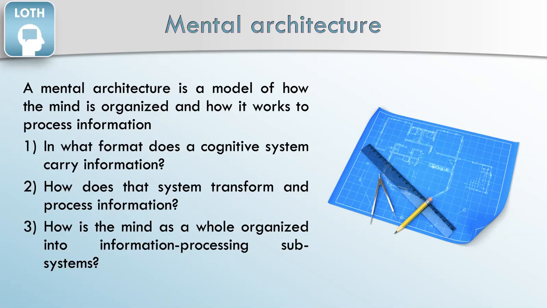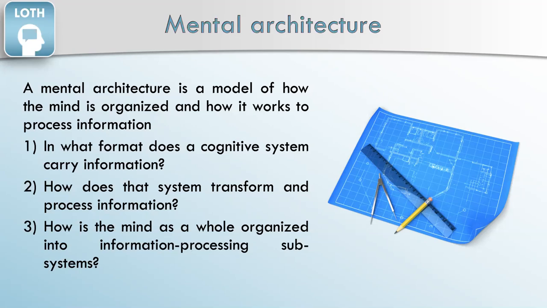Mental architecture is a model of how the mind is organized and how it works to process information. Essentially, we need to figure out how it could be the case that the mind is putting everything together and providing a cohesive experience so that you could imagine rotating a number 5. And how is it even doing that? How do all of the parts work together? What format is it using? What information is it processing, and how is it doing that? How is it transforming it? How is it organized, basically?